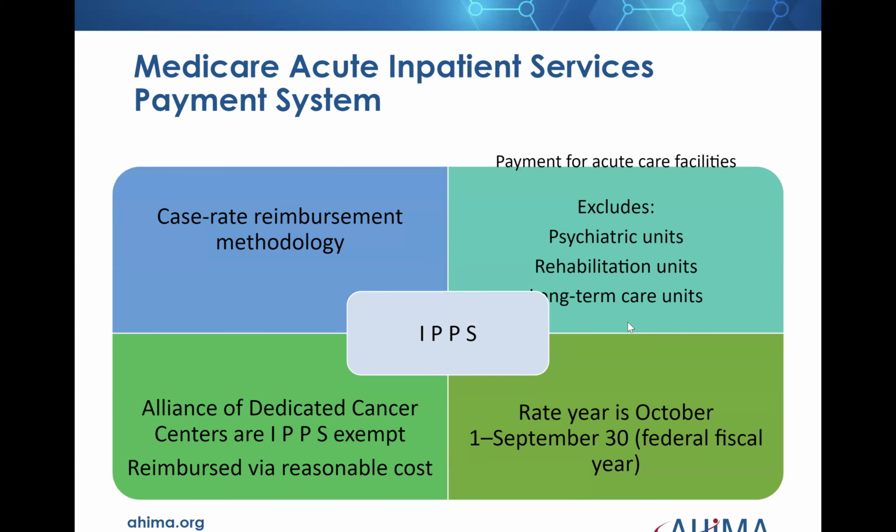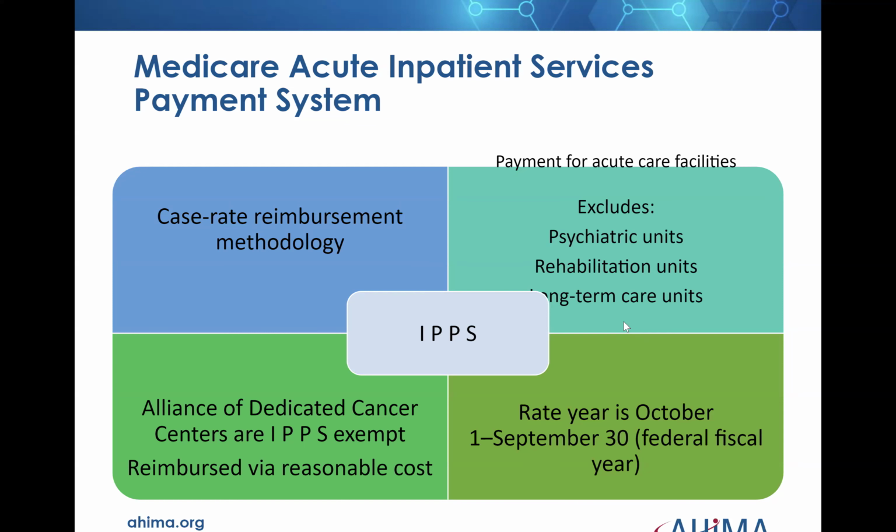When we have acute care inpatient services, we're looking at a few different things with the IPPS, the Inpatient Prospective Payment System. We're looking at a case rate reimbursement methodology, and we're looking at primarily, when we think health information, we're thinking acute care facilities. And there's certain things that are carved out and under a somewhat different payment model, such as psychiatry, mental health hospitals, rehabilitation, long-term care.